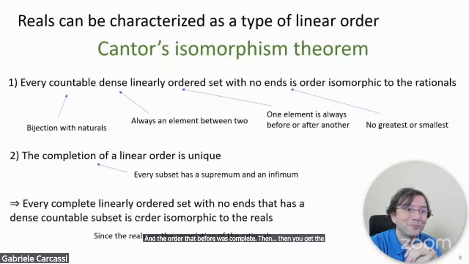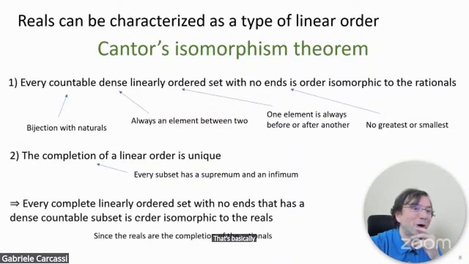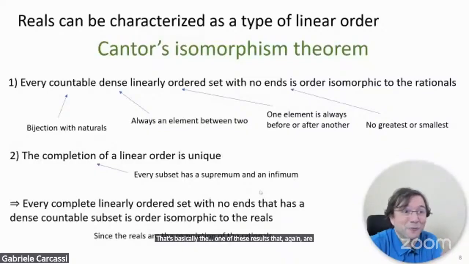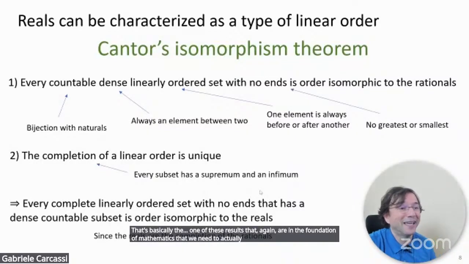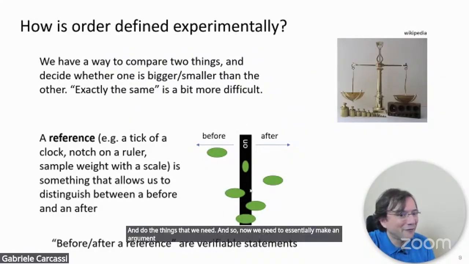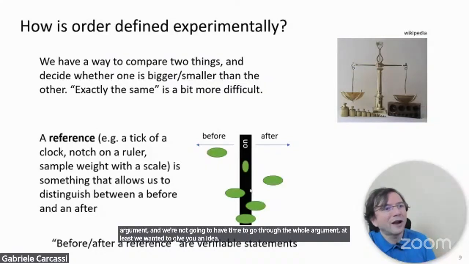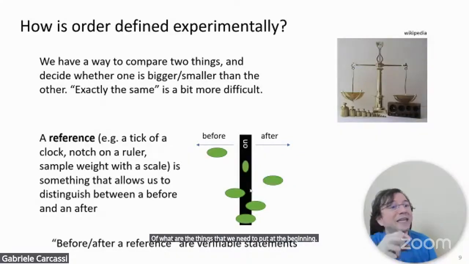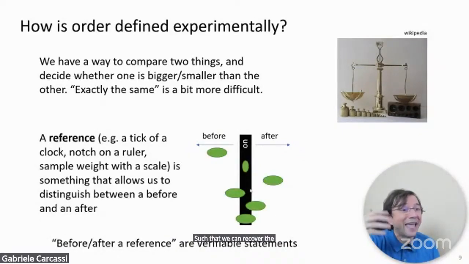So that's basically one of these results that, again, are in the foundation of mathematics that we need to actually justify and do the things that we need. And so now we need to essentially make an argument, and we're not going to have time to go through the full argument. At least we want to give you an idea of what are the things that we need to put at the beginning, such that we can recover the reals as being ordered.